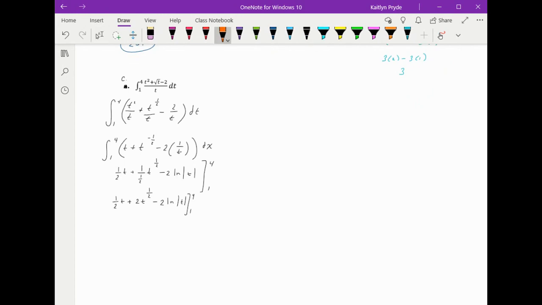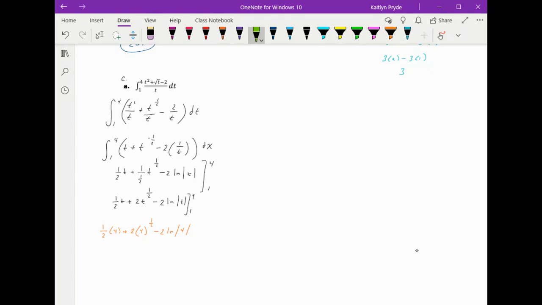Plugging all of this in, I put the value of t as 4 first, because I'm always going to subtract the lower limit from the upper limit. So we have 1/2 times 4 plus 2 times 4 to the 1/2, or the square root of 4, minus 2 ln of the absolute value of 4. I'm going to rewrite the next line as just a 4, because the absolute value of 4 is just 4. You have to leave the absolute value when there's a variable involved, because you don't know what that variable is.